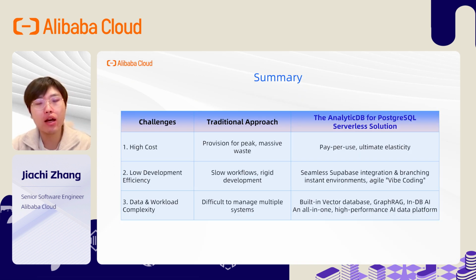In summary, AnalyticDB for PostgreSQL is evolving rapidly with its serverless, compute-storage decoupled architecture. It's becoming an AI-ready database, offering robust vector database capabilities, In-DB AI, GraphRAG, Supabase, and features like branching to empower AI context engineering and secure development.